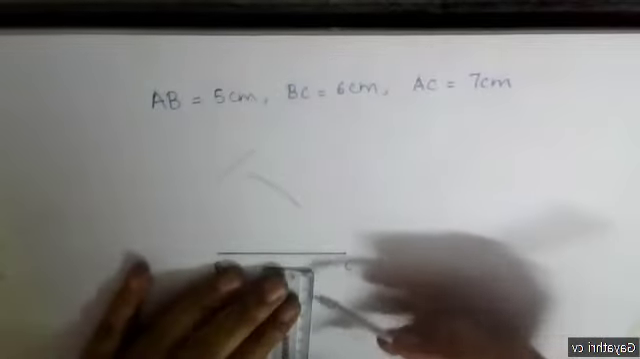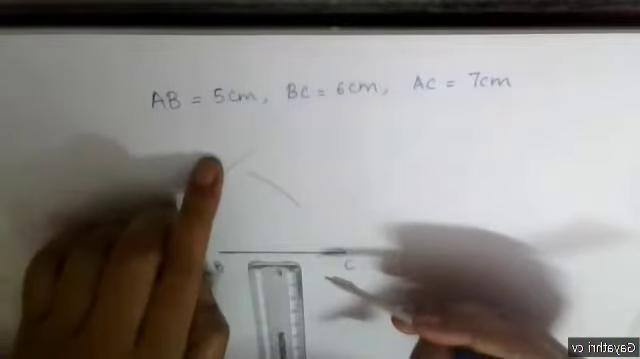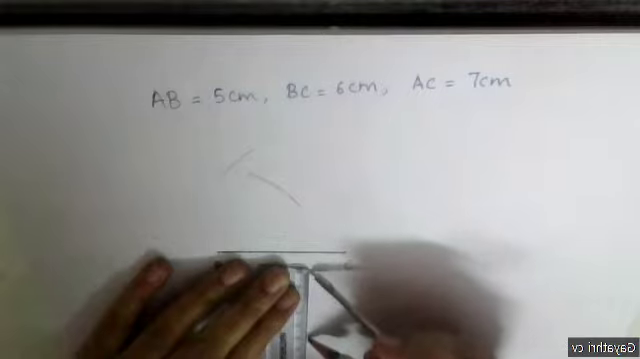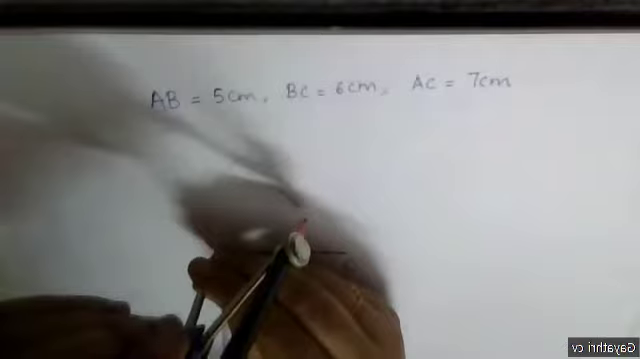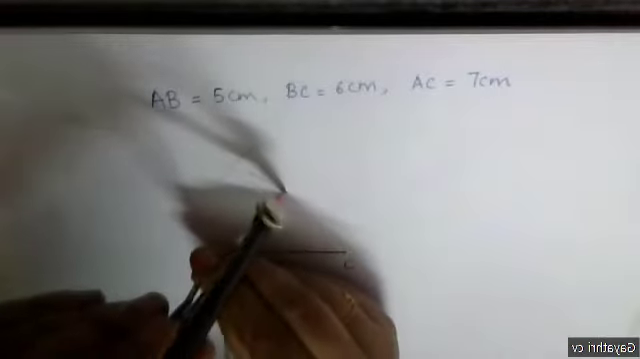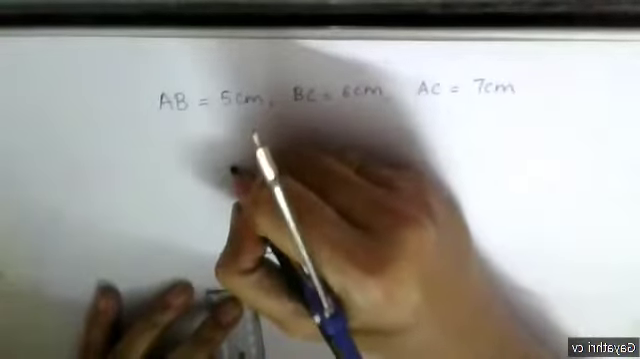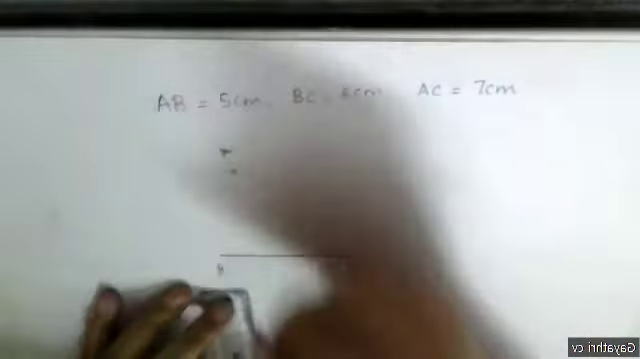So again, let me take 5 centimeter in my compass. So basically I need to extend this arc so that these two arcs are overlapping. So let me again measure 5 centimeter in my compass, and let me go back here and extend this arc. So you can see that both these arcs are intersecting at one point, and you can call this point as point A.